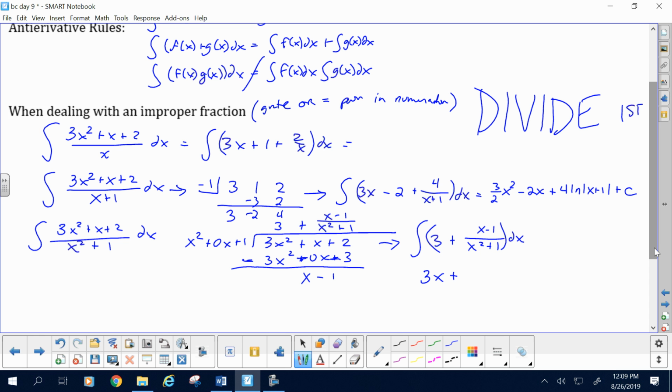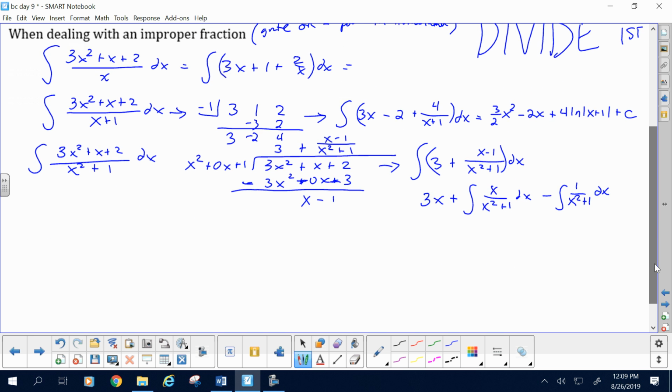This needs to be x over x squared plus 1 and 1 over x squared plus 1, because the two approaches are very different. You must split. All right, so 3x is fine, plus. Now, the second term, what's the approach? U sub.